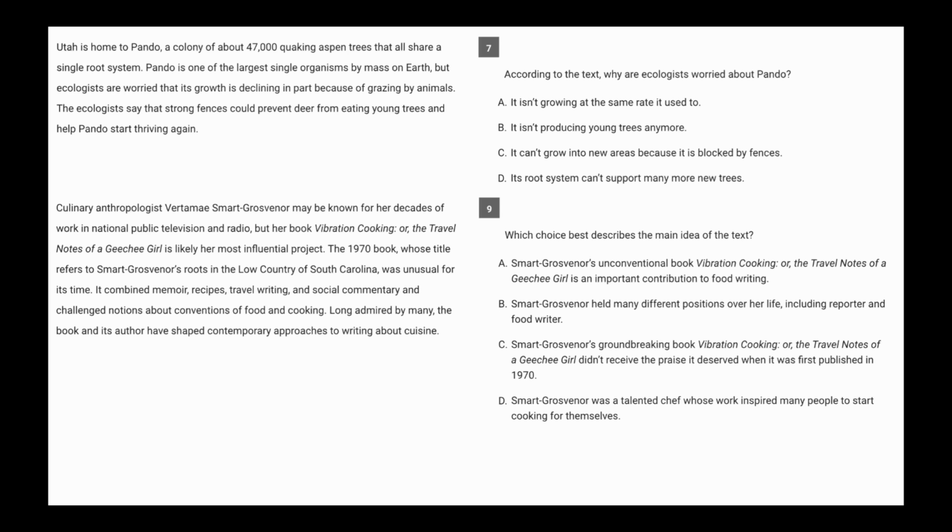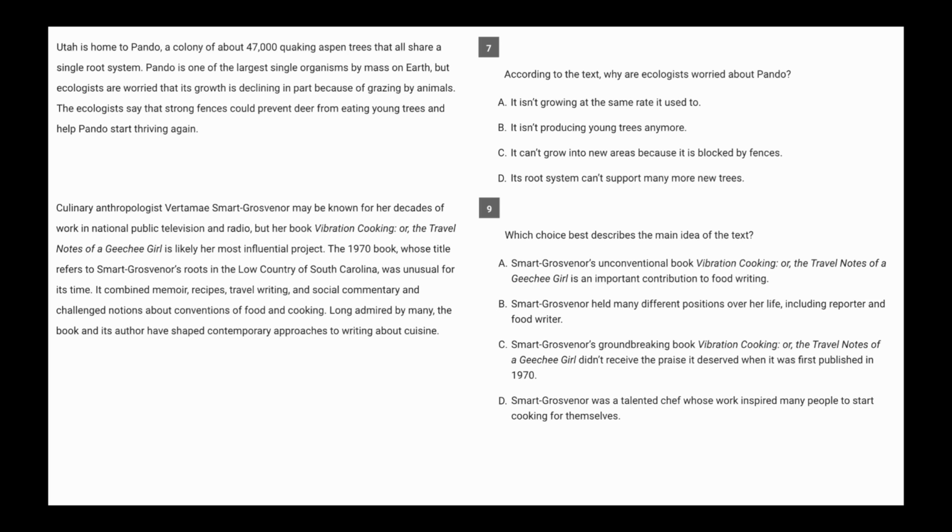Culinary anthropologist Vertamae Smart-Grosvenor may be known for her decades of working in national public television and radio, but her book, Vibration Cooking, or The Travel Notes of a Geechee Girl, is likely her most influential project. The 1970 book, whose title refers to Smart-Grosvenor's roots in the Low Country of South Carolina, was unusual for its time. It combined memoir, recipes, travel writing, and social commentary and challenged notions about conventions of food and cooking. Long admired by many, the book and its author have shaped contemporary approaches to writing about cuisine.